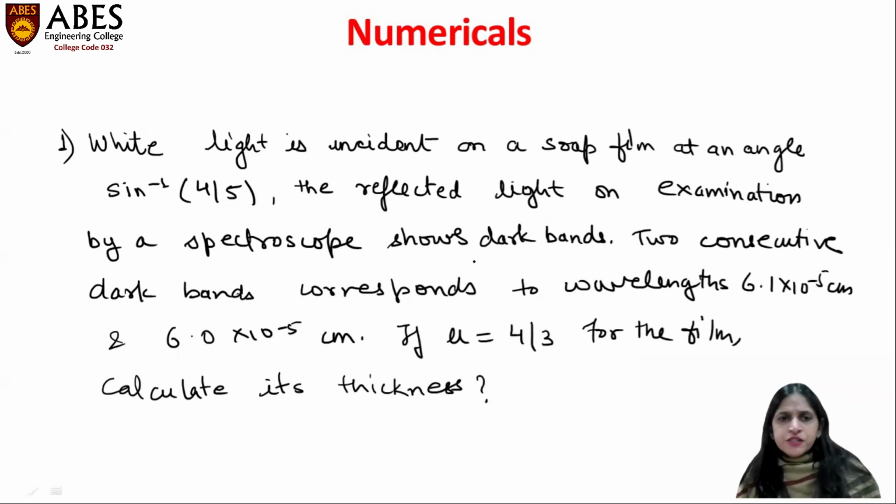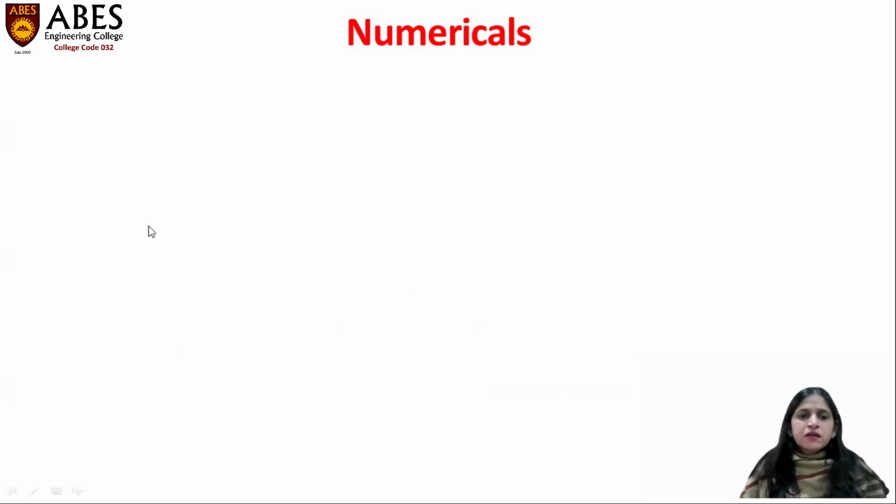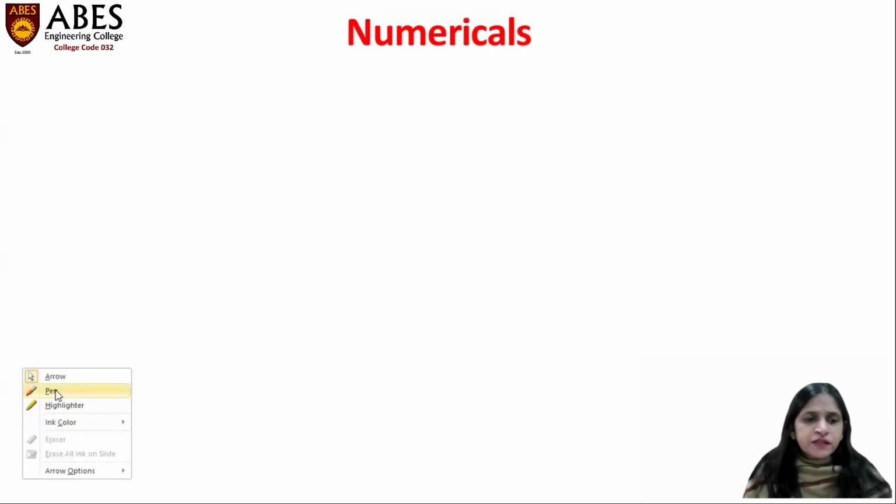Okay, so this is the question. White light is incident on a soap film at an angle sine inverse 4 by 5. The reflected light on examination by a spectroscope shows dark bands. Two consecutive dark bands correspond to wavelengths 6.1 and 6.0 into 10 to the power minus 5 centimeter. If mu is 4 by 3 for the film, then calculate its thickness. First and foremost, we should always write what is given in the numerical.